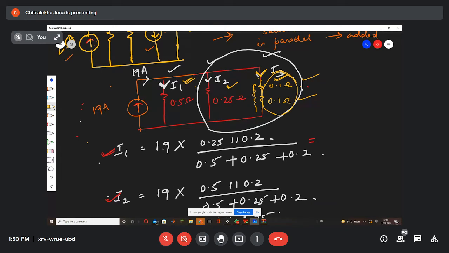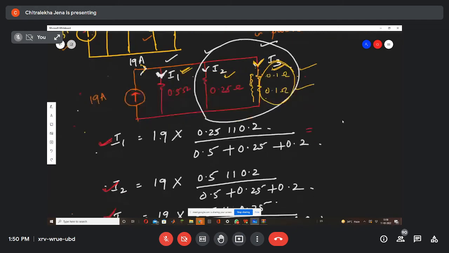Understood? Got it? Same thing I have done. So when the current is divided, the 19 ampere current will be divided into 3 parts. According to the resistance, each will take its share of the current. Here both the resistances are connected in series, so accordingly it will take.